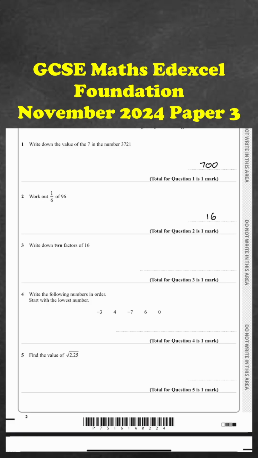Question number 3, write down two factors of 16. So these are numbers that multiply together to get 16. So we can have 1, 2, 4, 8, or 16. We just need two of them. I'll just write 1 and 2.